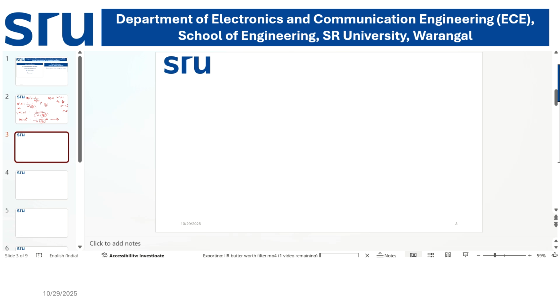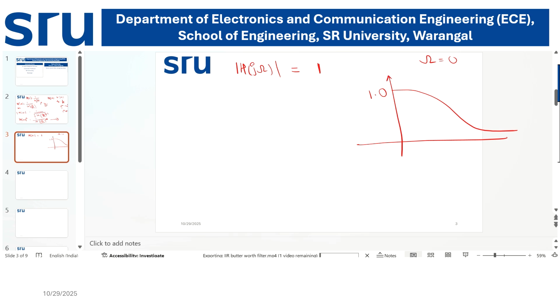Now in the same expression, if I substitute omega as 0, the maximum magnitude is 1. So the frequency characteristics will have a maximum gain of 1.